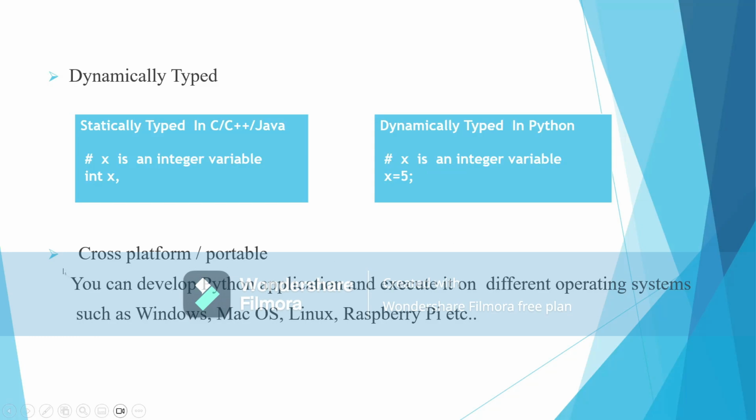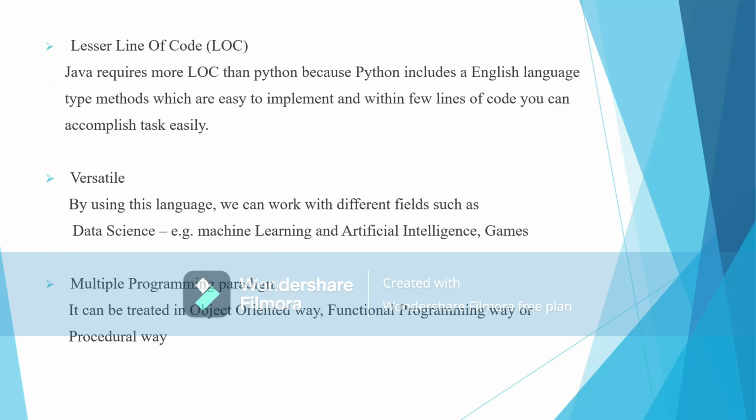Now next feature is Python is cross-platform, or we can say it is portable. It means you can develop a Python application and execute it on different operating systems such as Windows, Mac OS, Linux, Raspberry.